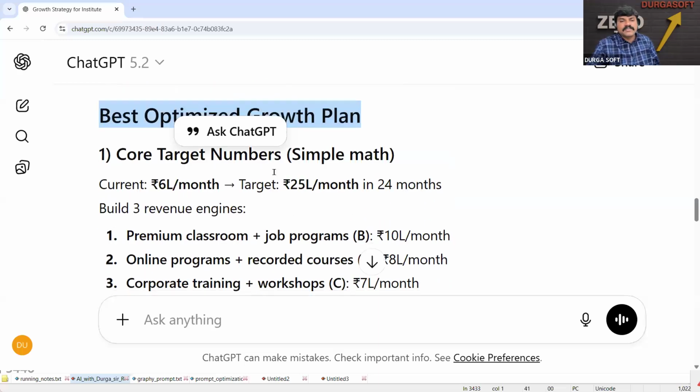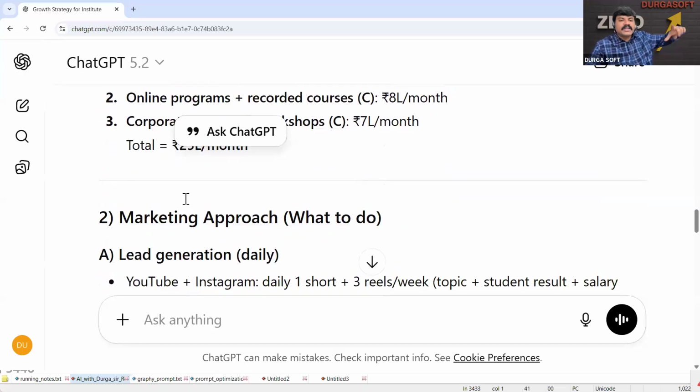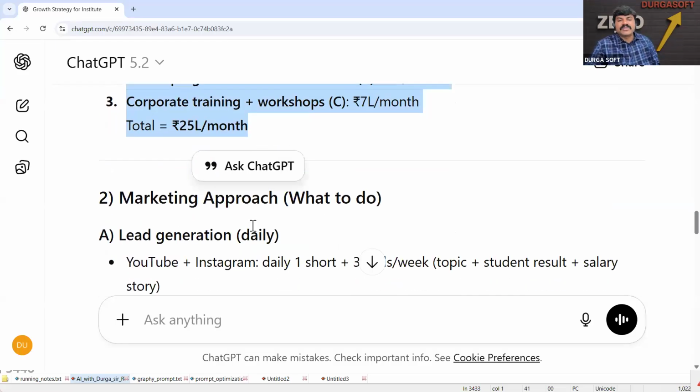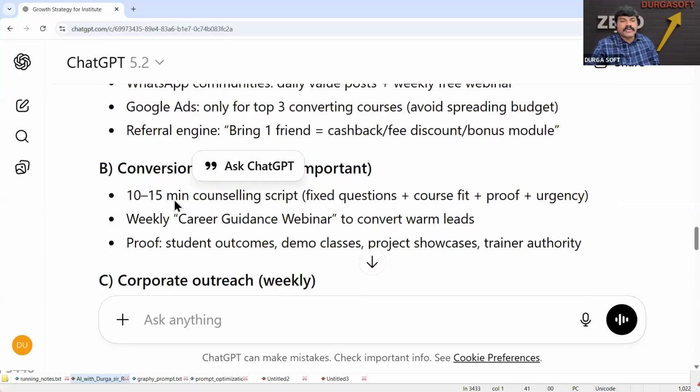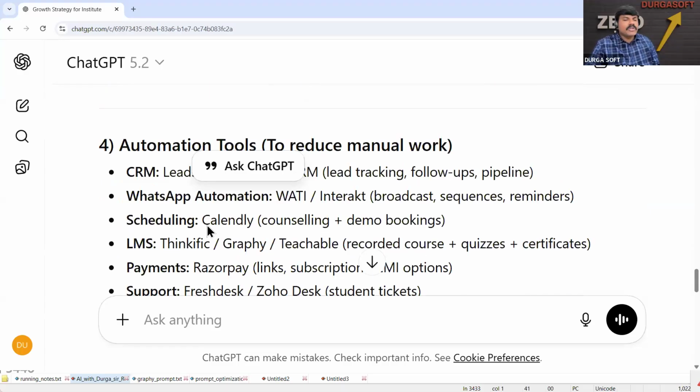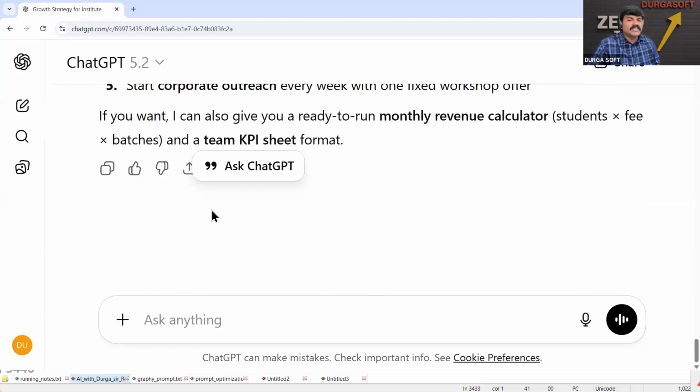Okay, core target numbers: premium classroom plus job programs, 10 lakhs per month; online programs and recorded courses, 8 lakhs; corporate training plus workshops, 7 lakhs; total 25 lakhs per month. Like so, this is the marketing approach you require to take care of, the conversion system you require, corporate outreach, and so on. That is its analysis.